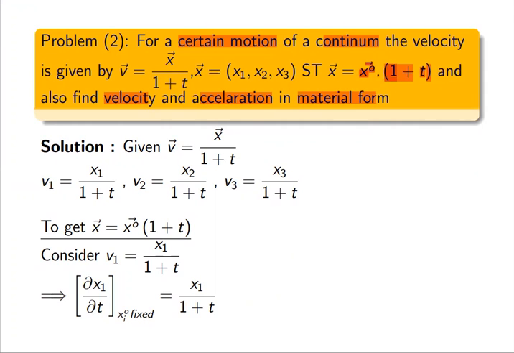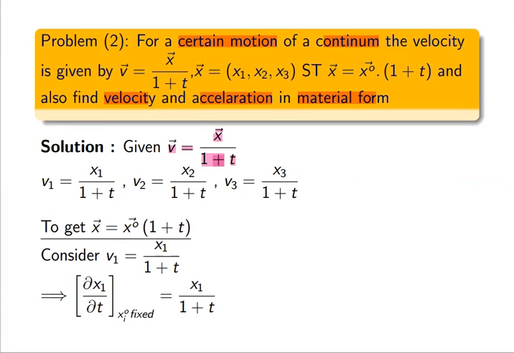Okay, so we have read the problem. Let us write what is given. So in the solution, let us write what is given. Given V is equal to x by 1 plus t.